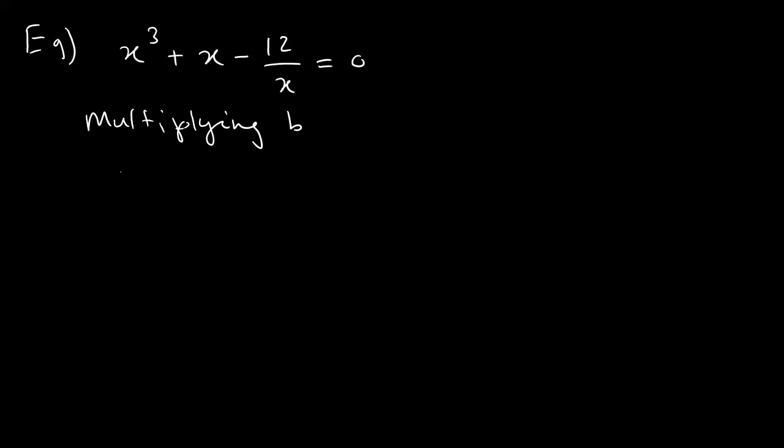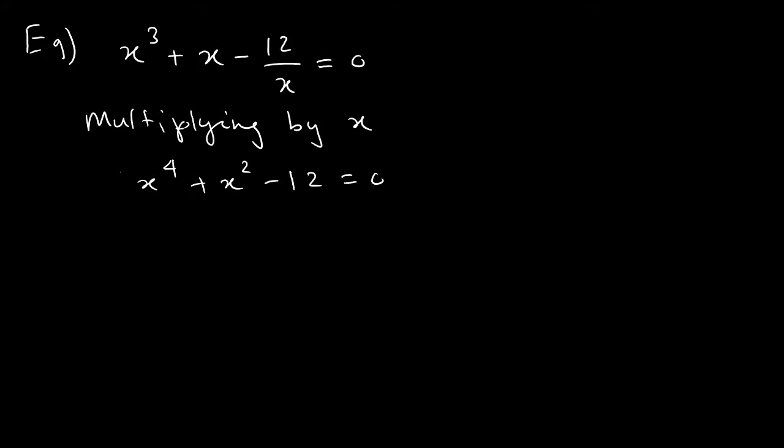So the next example, x cubed plus x minus 12 over x. This is also very similar. It looks like cubic here, but there's one x there. So multiplying by x, you're going to get x to the 4th power plus x squared minus 12 equals 0.